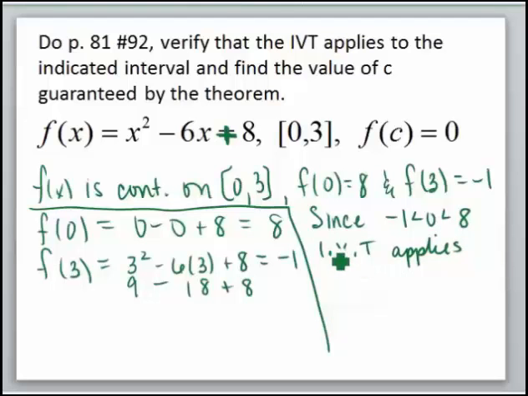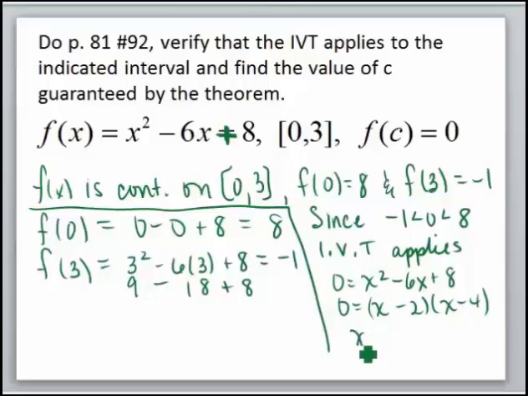So what I'm going to do is find that guaranteed value. So where does the function equal 0? We can do that just using some basic algebra. So I'm going to do (x minus 2)(x minus 4), and I get x is 2 and x is 4. However, x is 4 is not my answer because it's outside the interval. So x equals 2 is the one where the 0 takes place.